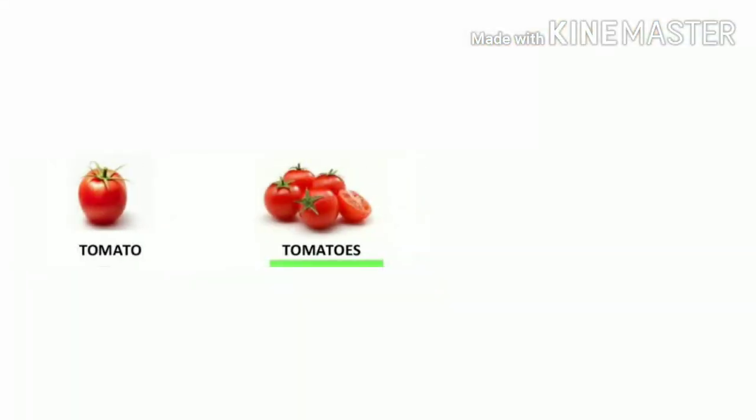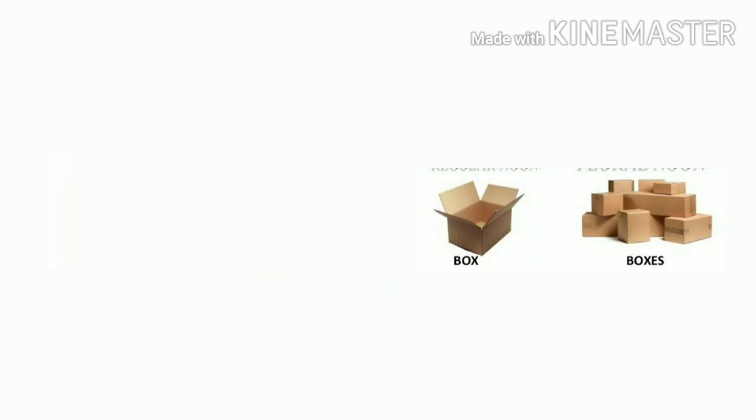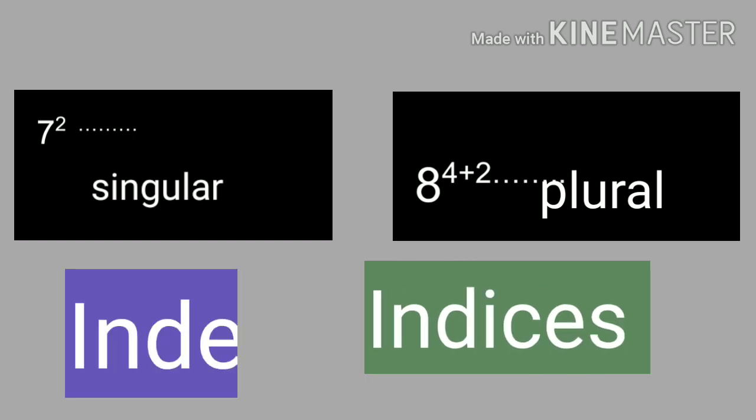Here are some examples of singular and plural. Tomato is singular, tomatoes are plural, same like box and boxes. Similarly, index and indices. The plural of index is indices.